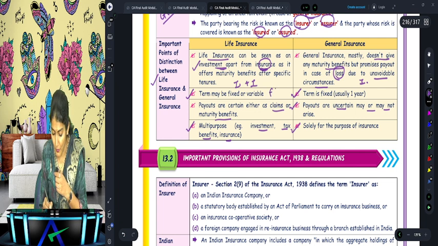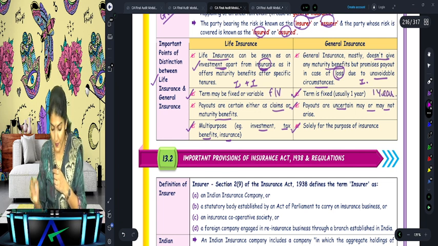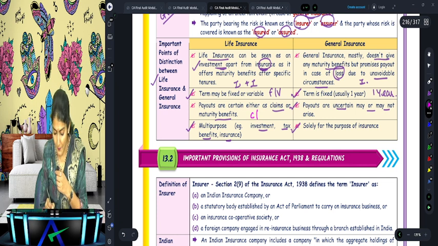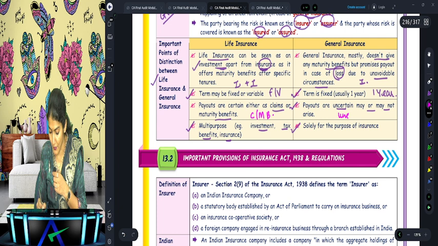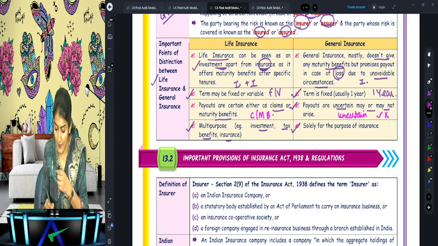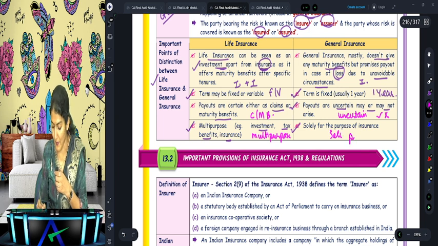Here the term could be fixed or variable. Here the term is fixed to be 1 year. Are you understanding? Here you get the claims or the maturity benefits. Here the payout is uncertain. You may or may not get, right? Uncertain. May or may not get the returns. Okay, right. Here it is multi-purpose, and here the sole purpose is the insurance. So that is multi-purpose. This is the sole purpose.